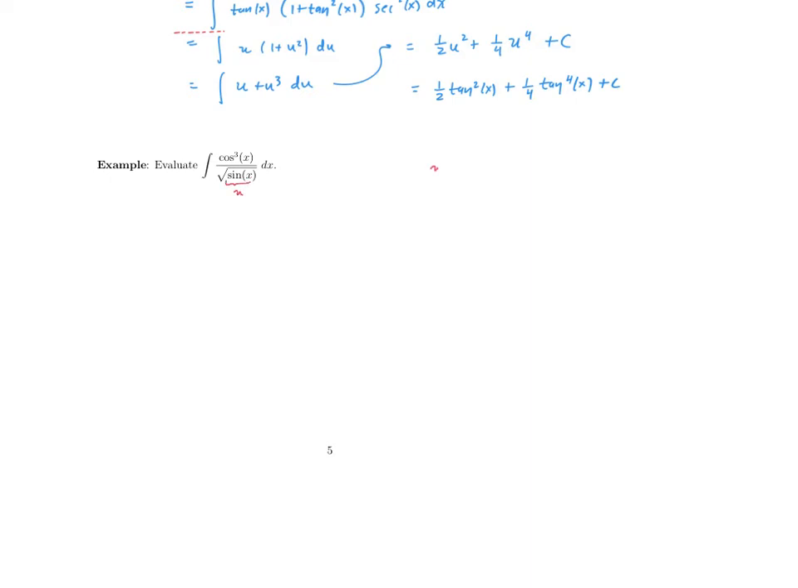This really looks like it would be conducive to the substitution u equals sine of x. And if u is equal to sine x, du must be cosine x dx. So with that in mind, we can rewrite the cosine cubed as cosine squared times cosine, and then we still have that pesky square root of sine in the denominator. And at this point, what I would like you to do is go ahead and pause the video, give yourself 3 or 4 minutes, finish up this example.